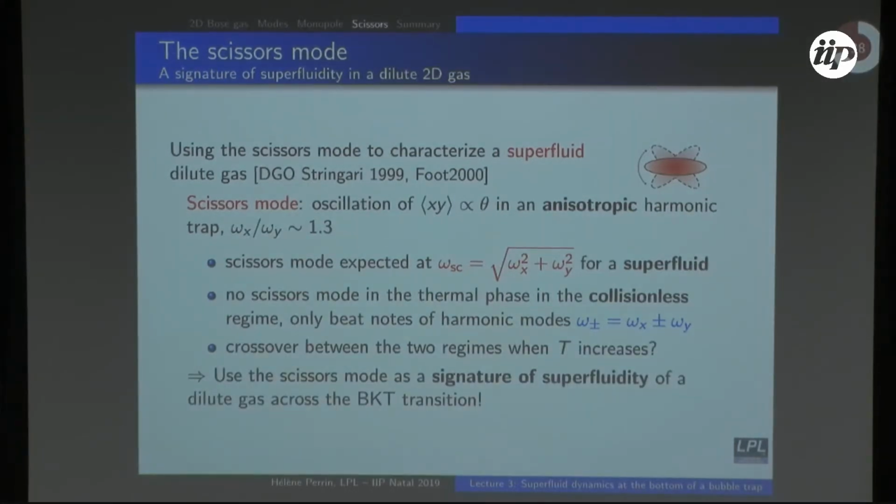So the question is, how does the superfluid react when you cross a critical temperature? And so we were looking at this mode as a signature of superfluidity across the BKT transition.